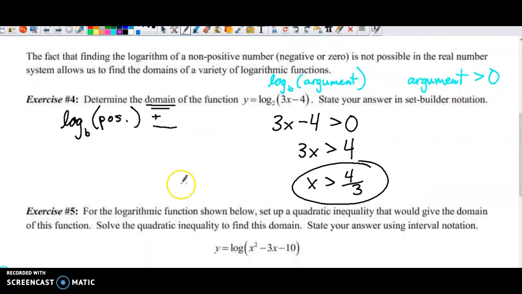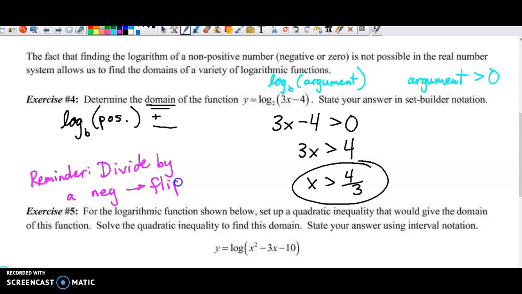One more thing before moving on is a reminder that if you ever multiply or divide by a negative, then you need to flip that inequality.